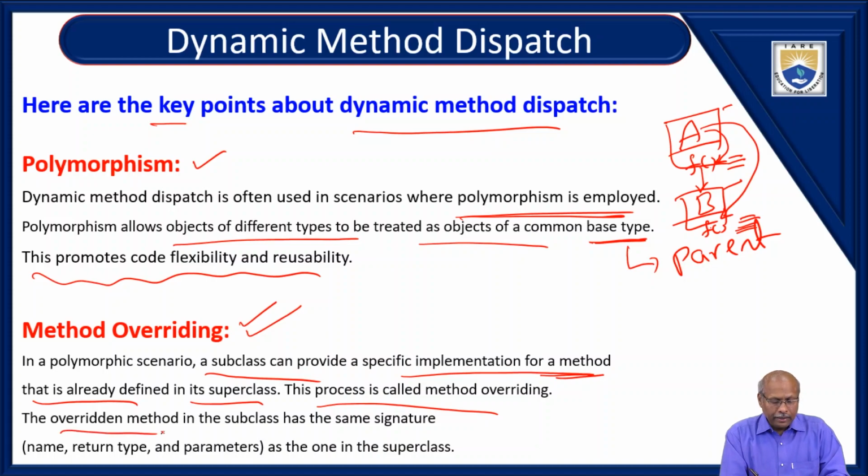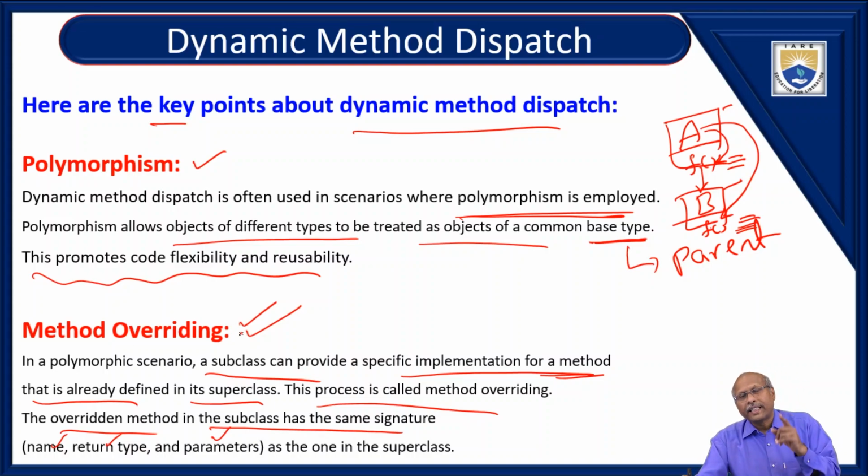The overridden method in the subclass has the same signature. The signature of the parent as well as the child method will be the same. Only the number of statements, the logical statements, will be different. So name, return type as well as parameters are the same in the subclass as well as the superclass. Then that is called method overriding. So in method overriding, what does the signature indicate? Function name, return type, and parameters will be the same.